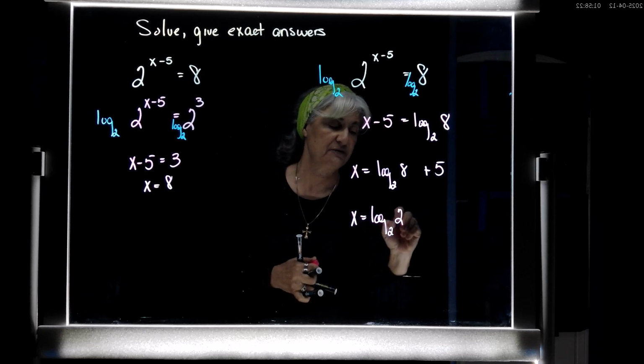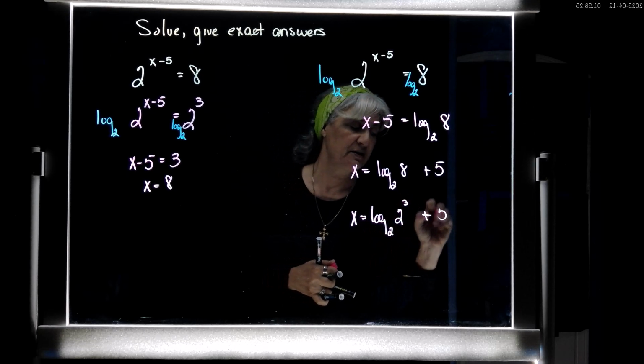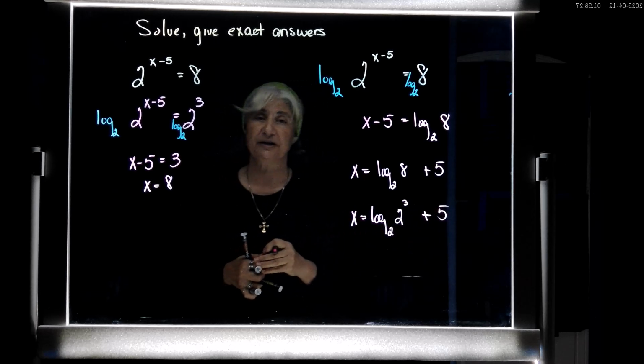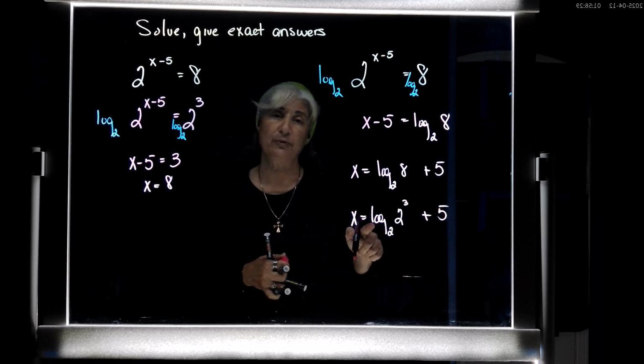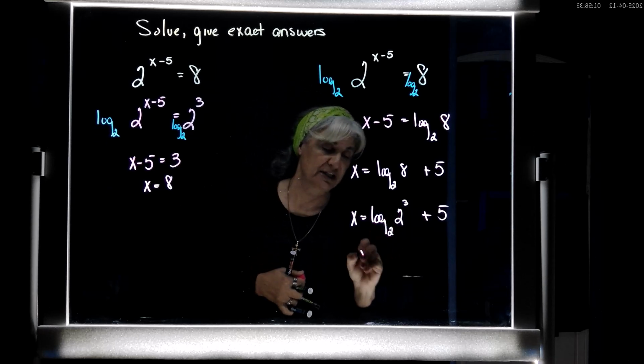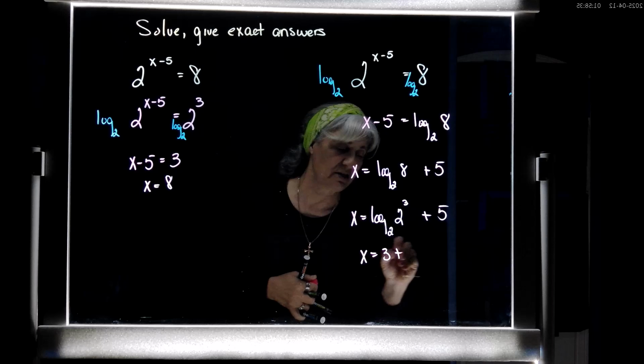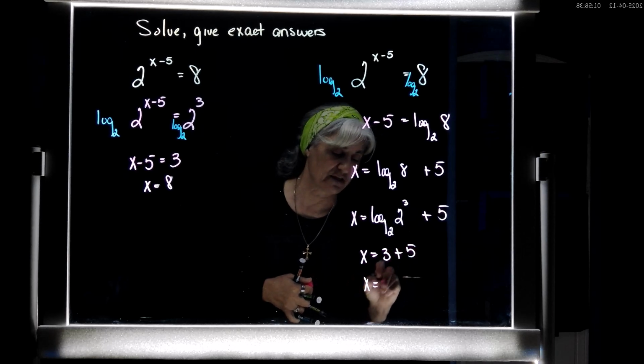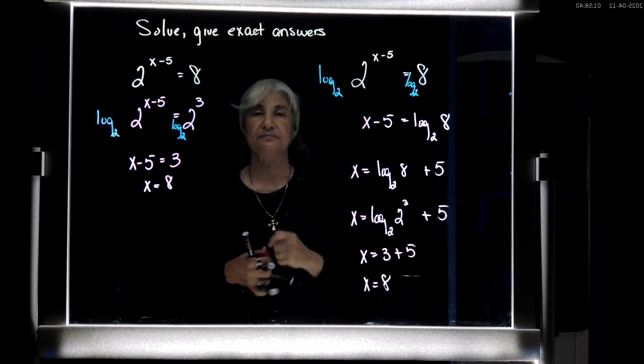Now, in this particular case, I can rewrite the 8. Log base 2 of 2 to the power of 3, with 5 being added to the whole thing. Now, what's going to happen with a log base 2 and an exponential base 2? You're right, they're going to cancel, which leaves us 3 plus 5, which also gives us the answer of 8.